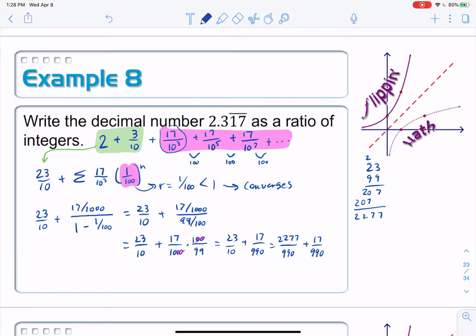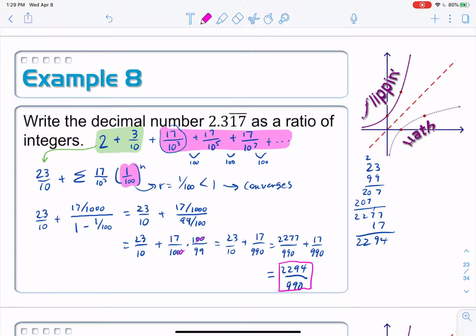990. So I need to add 17 to this. Okay, so that'd be 14. Carry the 1. That's a 9, I think. 79, yeah. And 2. Which means our final answer, 2294 over 990.